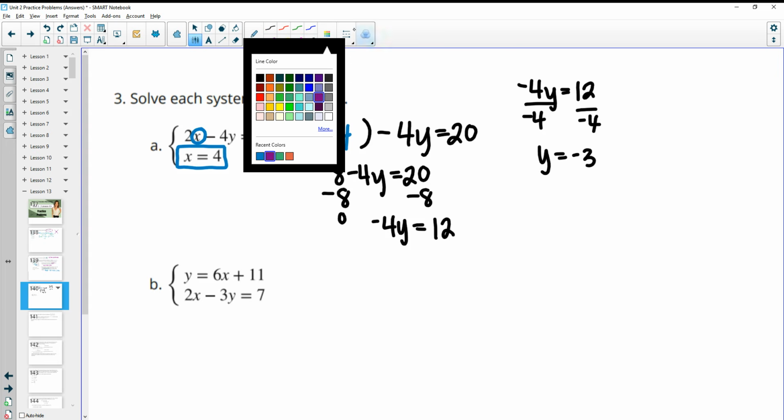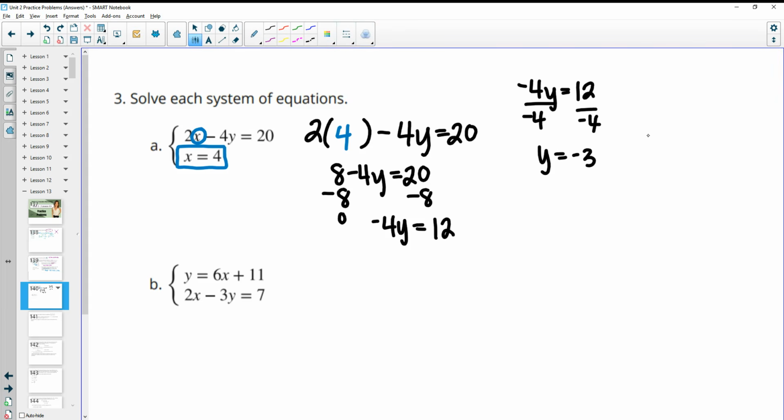So then when we write this together as a solution, we would have the x coordinate, which was 4, and the y coordinate, which was negative 3. So this would be our solution.